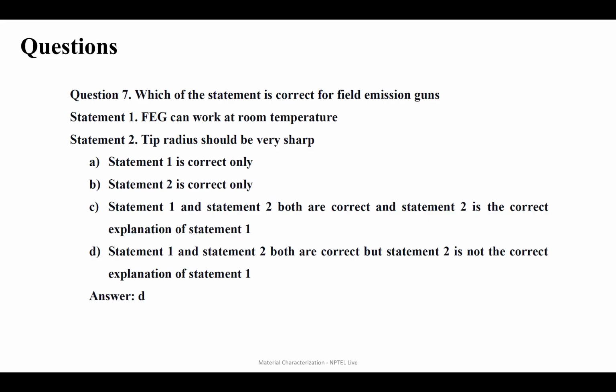So the correct answer for this is D. Both are correct, but 2 is not the correct explanation of 1.